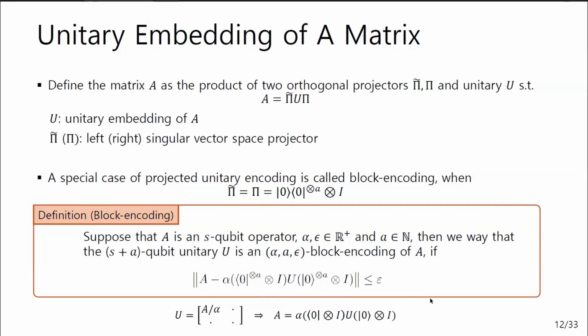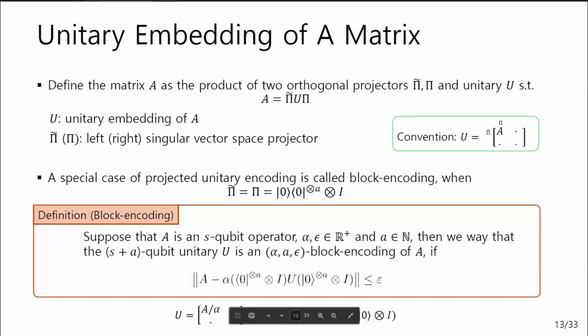And you can represent this block encoding on the top left corner of the unitary, like below. And we use the same notation for the general unitary embedding. This is just a convention, and you can write A on the top left corner of the unitary, even though the projector is different from the projector of block encoding.